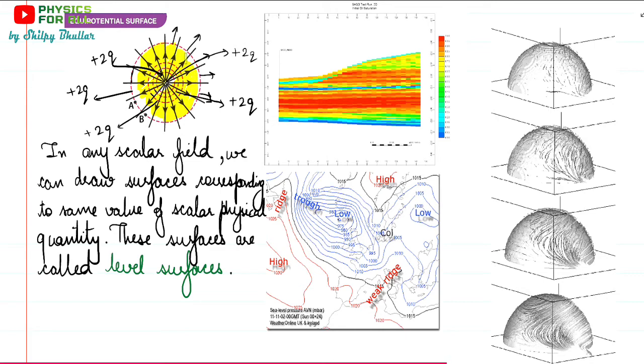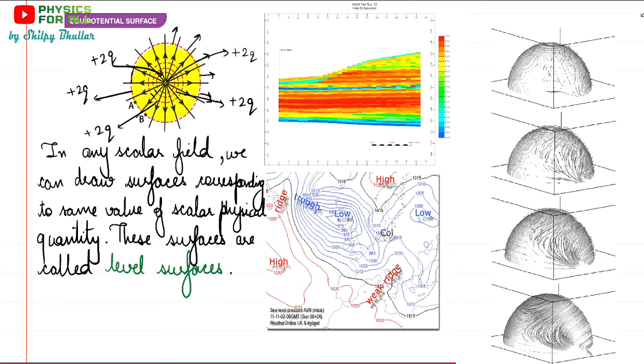And now in this scalar field, we can draw as many surfaces as we like, corresponding to the same value of the scalar physical quantity. So here all these surfaces drawn with dotted red lines represent the same quantity, that is plus 2q charge. So these are level surfaces.